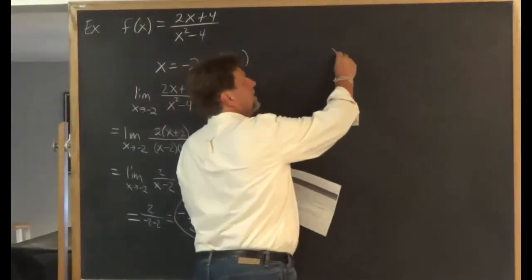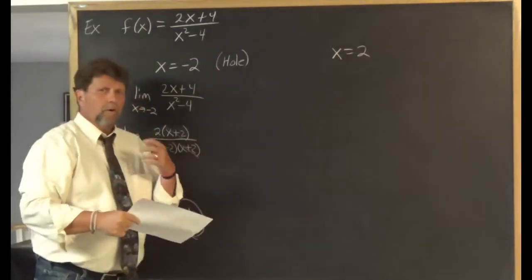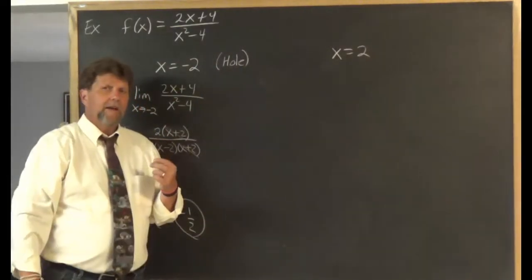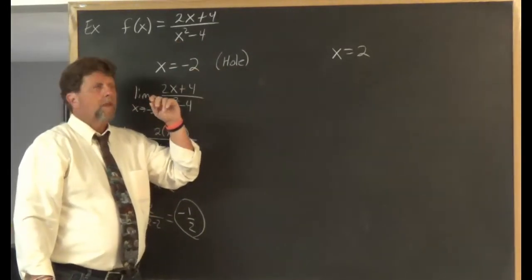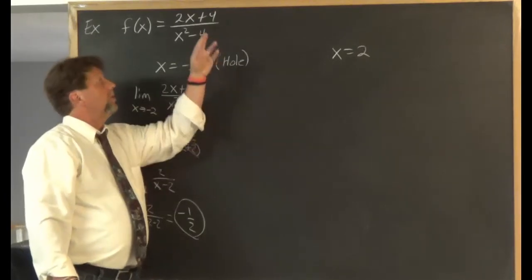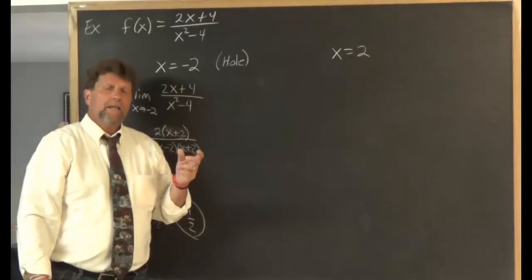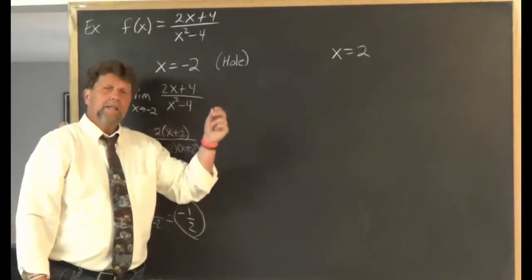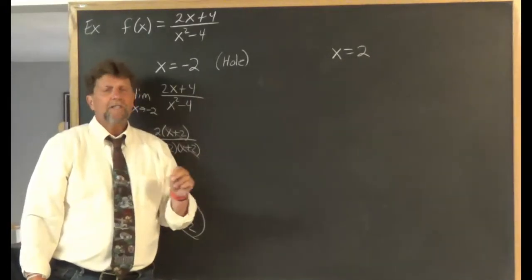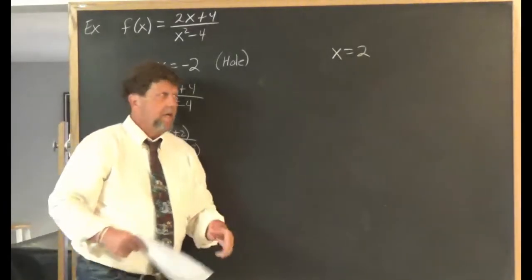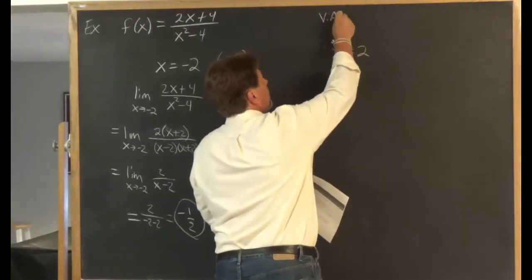The other value of x that we're going to analyze here is the x value of 2. That makes the denominator 0. But notice that an x value of 2 would make the numerator a positive 8. It's not 0. So x equals 2 is a value of x that makes the denominator 0, but the numerator is not 0. That means this value of x is producing a vertical asymptote.